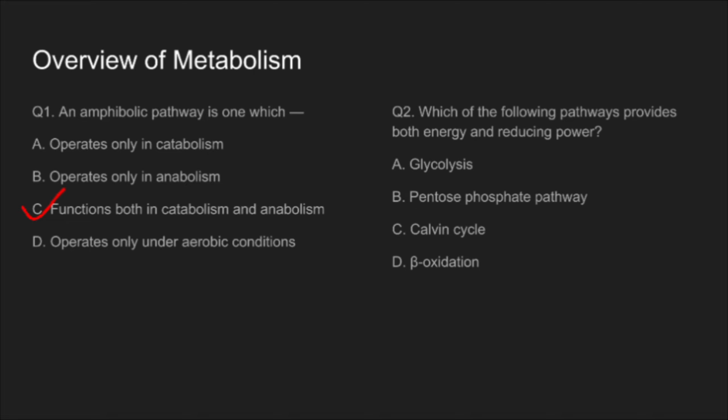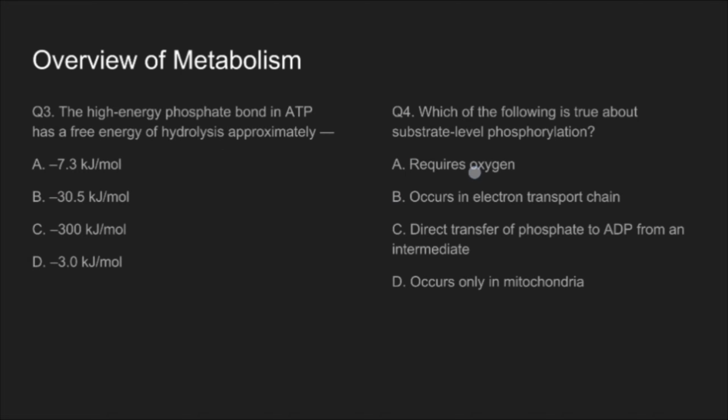Now we have next question number 2. Which of the following pathways provide both energy and reducing power? Your options are A, glycolysis, B, pentose phosphate pathway, C, Calvin cycle, D, beta oxidation. The correct answer is pentose phosphate pathway. It yields NADPH, that is the reducing power, and metabolic intermediates for biosynthesis.